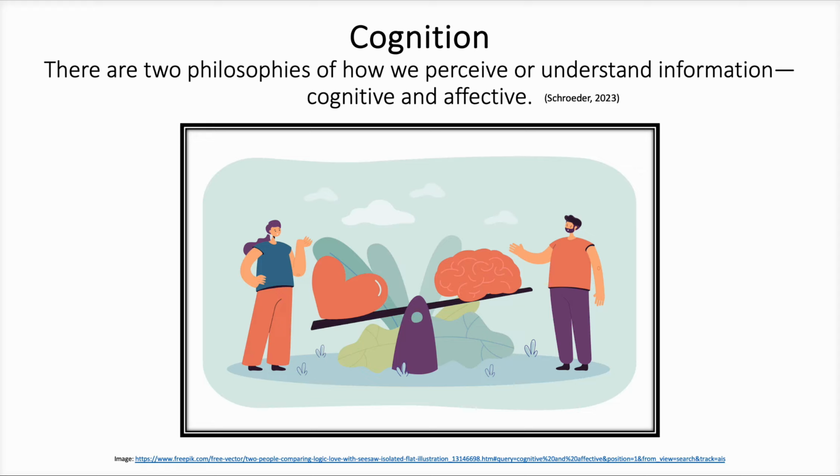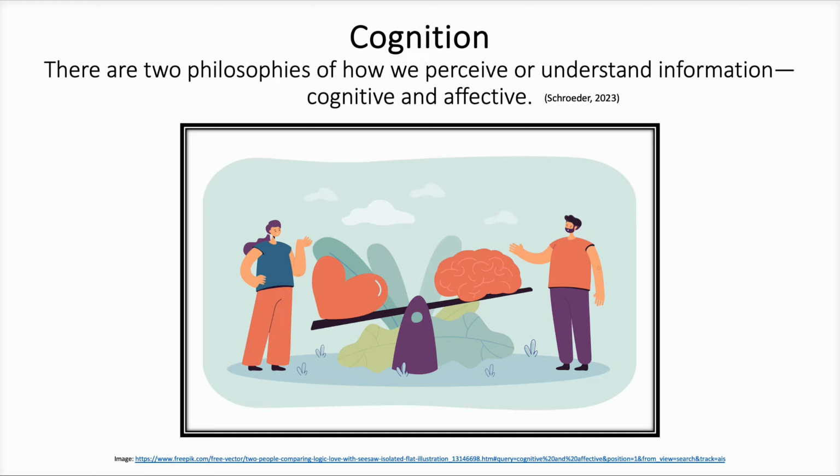There are two philosophies regarding cognition, or how we perceive or understand things. They are cognitive and affective. Cognitive theories are very forthright and typically look at instructional design and accentuate what learners already know, mainly focusing on the working memory and its limitations. Cognitive approaches are much easier to measure, but don't take into consideration how somebody feels.